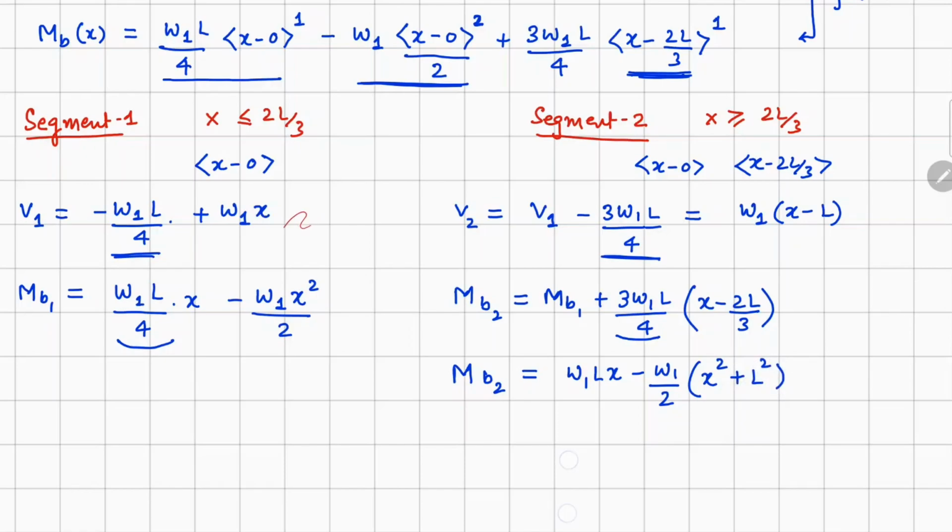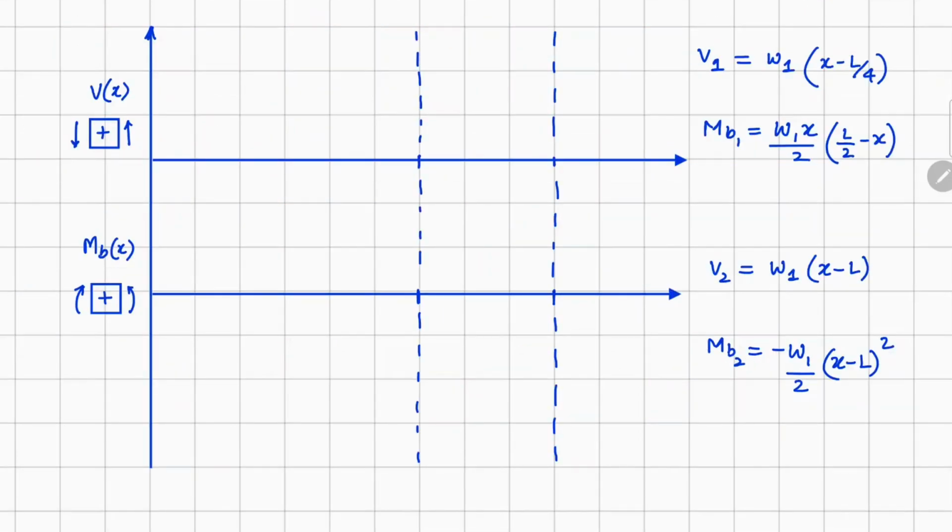So now we have got V1 here, V2 here, M_b1 here, and M_b2 here. So we can plot these. So let's draw one axis for this. So this is the axis system, and I have simplified the value of V1, M_b1, V2 and M_b2, so that plotting is going to be easier.